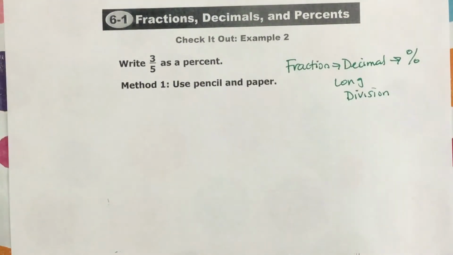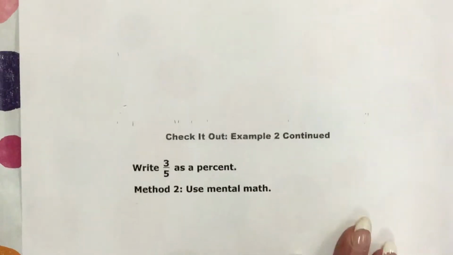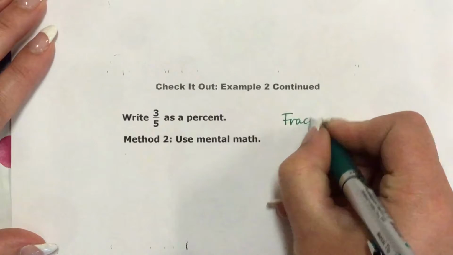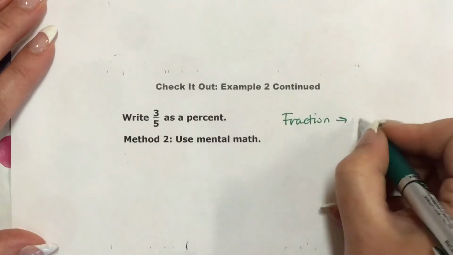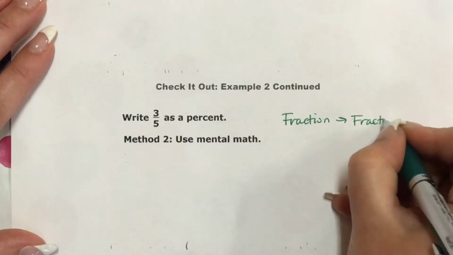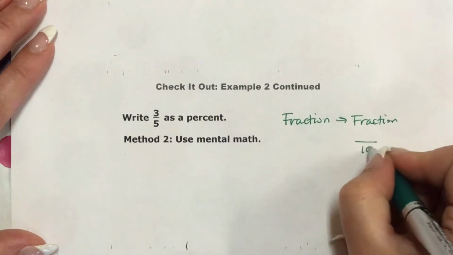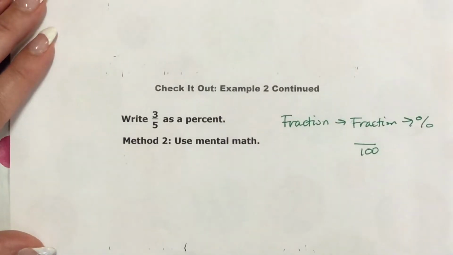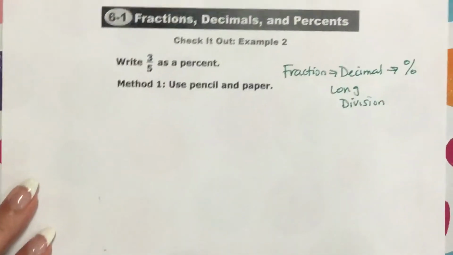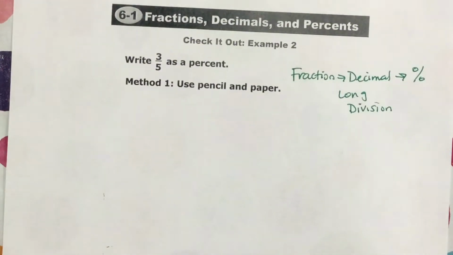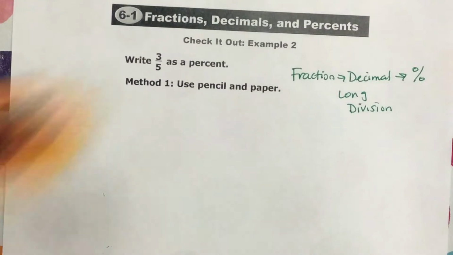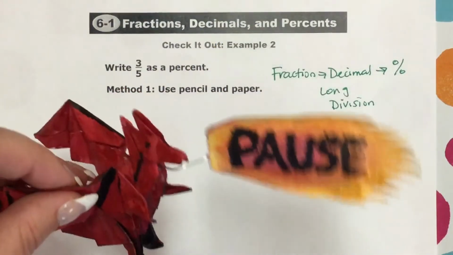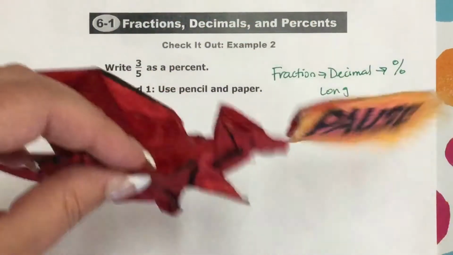Okay? Now, for this other way, method 2, you're going to start with a fraction. You're going to convert it to a fraction that has a denominator of 100, and then convert it to the percentage. Okay? So we're going to do the same thing. So go ahead and get started on both ways. Okay, so go ahead and press pause. When you finish both ways, press play and we'll talk about the results. All right, see you in a bit.